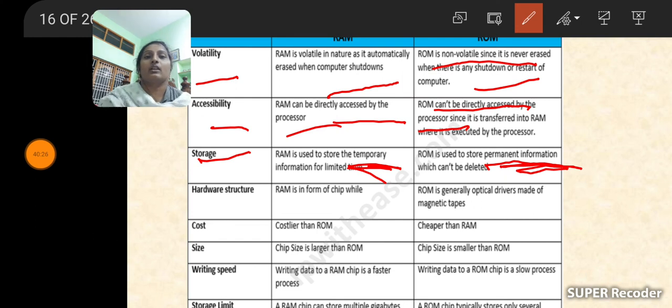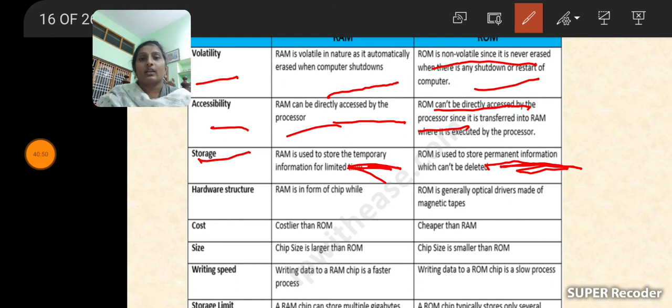And see here, hardware structure. The ROM is in the form of a chip file. So ROM looks like a chip, but ROM is generally optical drives made up of magnetic tapes. RAM is like a chip, it is inserted inside the computer, but ROMs are drives, externally connected magnetic tape recorders like that.